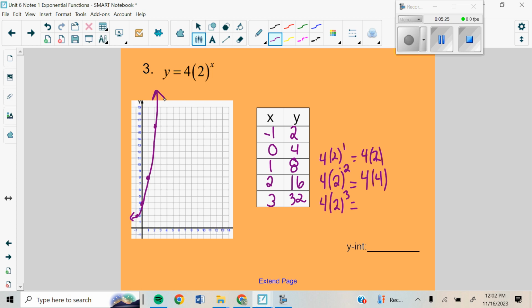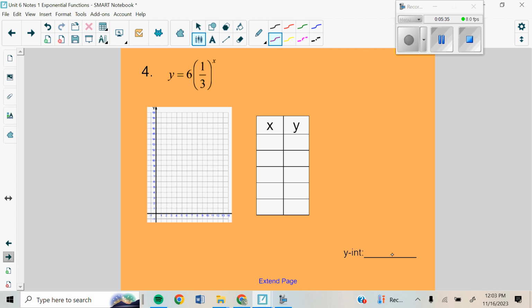So if we look at this one, now our y-intercept occurs at 4. Okay, so keep that in mind. We're going to come back to look at those in a little bit. All right, so let's go ahead and look at this one. It's 6 times 1/3 to the x.